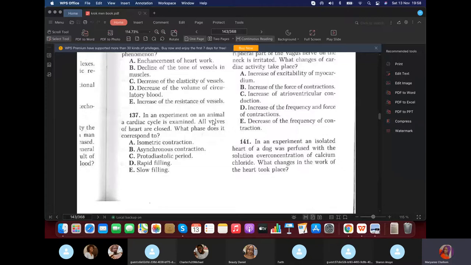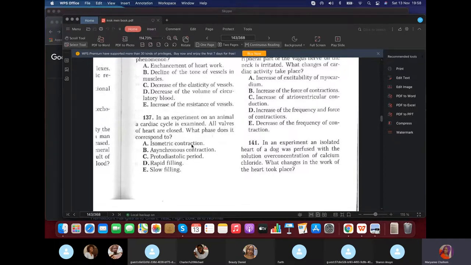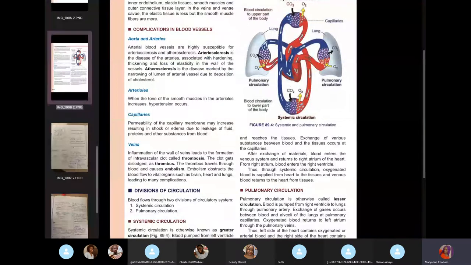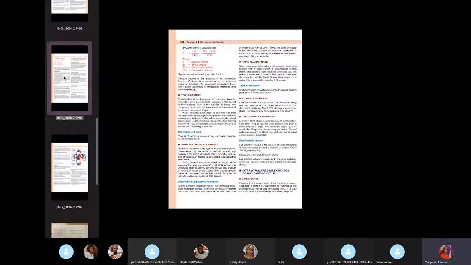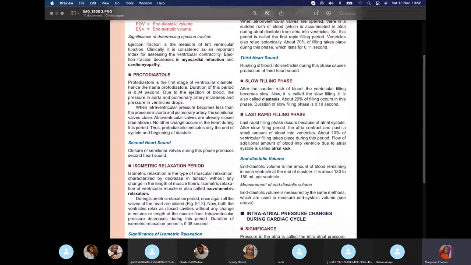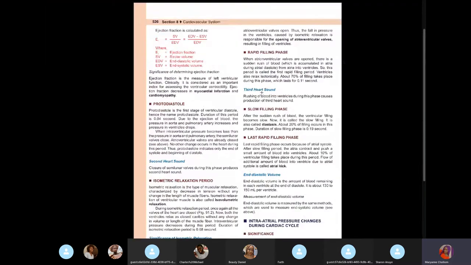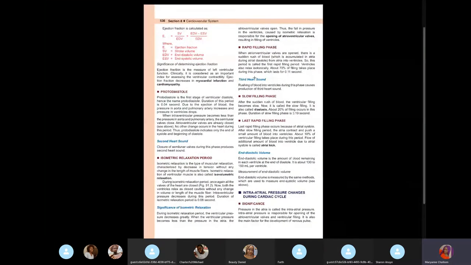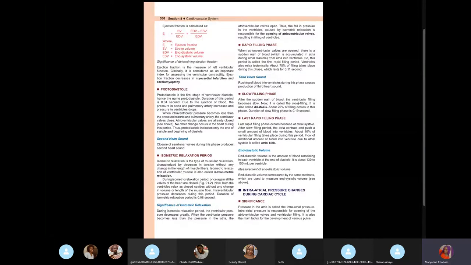In an experiment on an animal, a cardiac cycle is examined. All valves are closed. What phase does it correspond to? It will be the isometric contraction. Let me show you another beautiful photo that I have. You have to read this on your own, because in the entire time I've been teaching KROK I've seen only one question on this. You can learn this on your own.